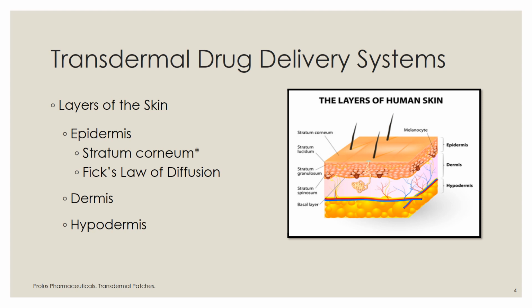The first layer is called the epidermis. This is the layer that contains the stratum corneum, which is the primary barrier of the skin to the entry of foreign substances, but it's also highly involved in transdermal drug delivery. The epidermis is the layer upon which a transdermal patch is placed.